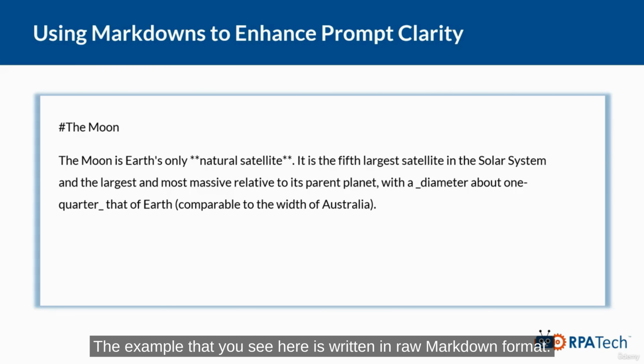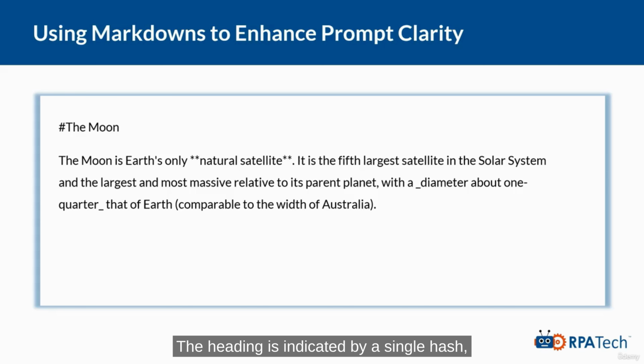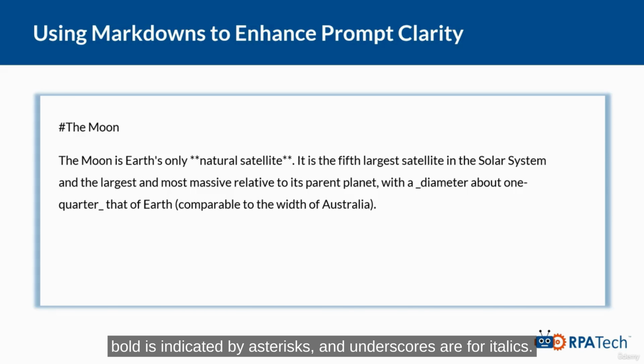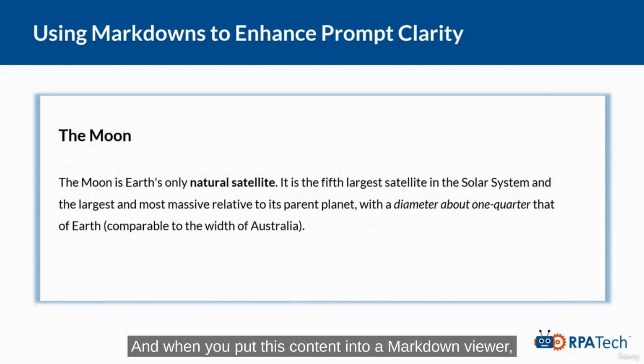The example that you see here is written in raw Markdown format. The heading is indicated by a single hash, bold is indicated by asterisks, and underscores are for italics. And when you put this content into a Markdown viewer, it will look something like this. The hash will disappear and headings will appear. Wherever there is an asterisk, the text will turn bold, and underscores will disappear, and the text will convert to italics.